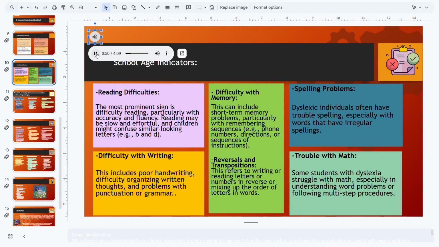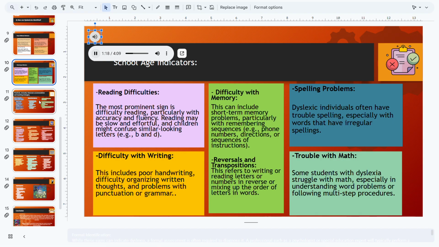There's also difficulty in memory. This can include short-term memory problems, particularly with remembering sequencing. As we mentioned before, they have difficulty with sequencing and order. A big issue for dyslexic children is spelling, and this is where they have trouble with irregular spelling. And again, that comes back to the phonetic problems.